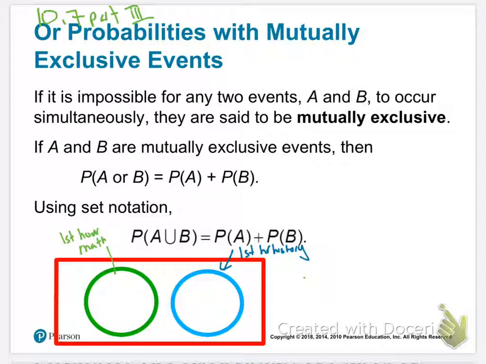Another example would be heads and tails. Can't have heads and tails at the same time. And I know some of you out there are thinking, well, you can flip a coin and it can land on its side. That's true, but that percentage is so negligible, we don't really account for it.